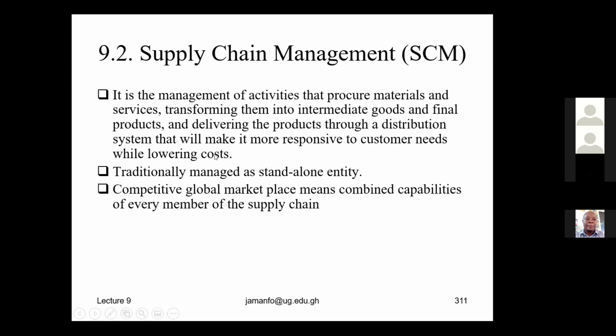Traditionally, these were seen as standalone entities. Now we say that organizations no longer compete; we need to compete as a supply chain. Was it in this class that I gave you the example about Walmart?